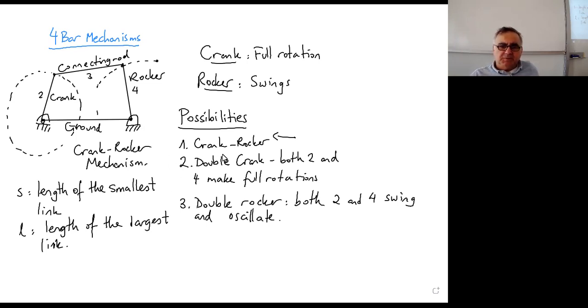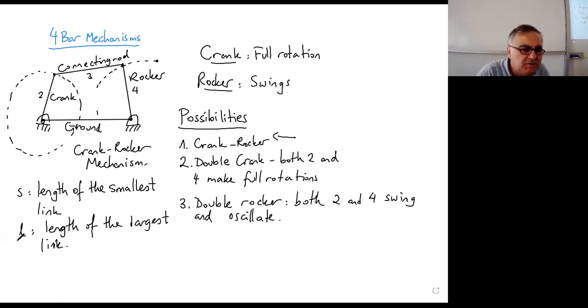There are other possibilities. For example, besides crank rocker, you might have a double crank in which both links rotate, or you might have a double rocker in which both links 2 and 4 swing and oscillate. So they both do this kind of motion, and you cannot have a full rotation. So if you connect a motor to a double rocker mechanism, you will break the mechanism, okay? It cannot really turn, it's impossible.